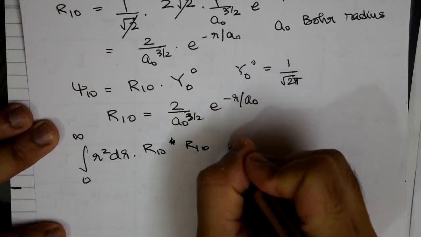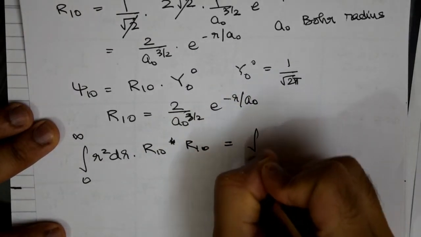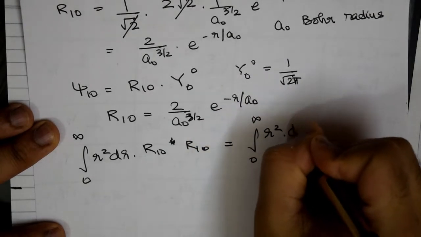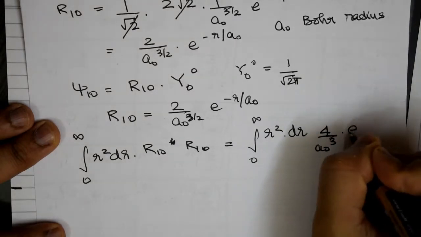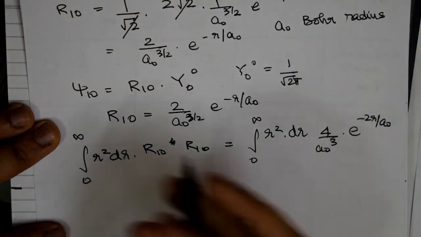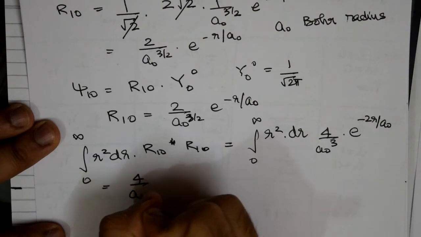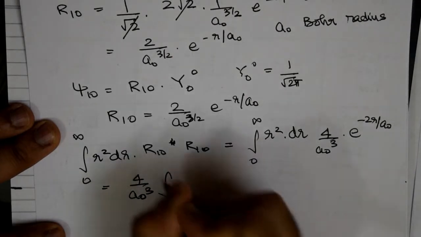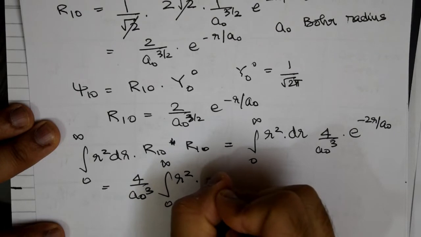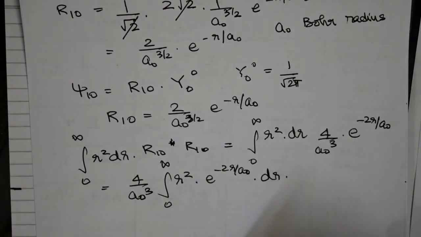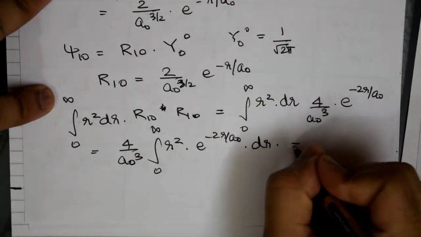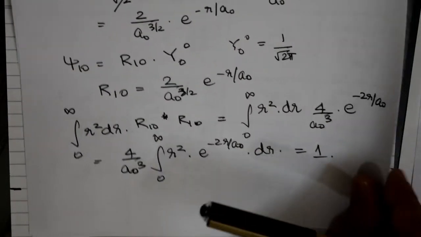So this will end up being the integral from 0 to infinity of r square dr times 4 by a naught power 3 times e power minus 2r by a naught. The 4 by a naught cube can be taken out, and you have the integral from 0 to infinity of r square e power minus 2r by a naught dr. Once you integrate, you will be able to see what you end up getting. Since these are normalized functions that we are looking at, you will end up getting 1 for this case. Good. So we have quickly revised what we did in the previous lecture.